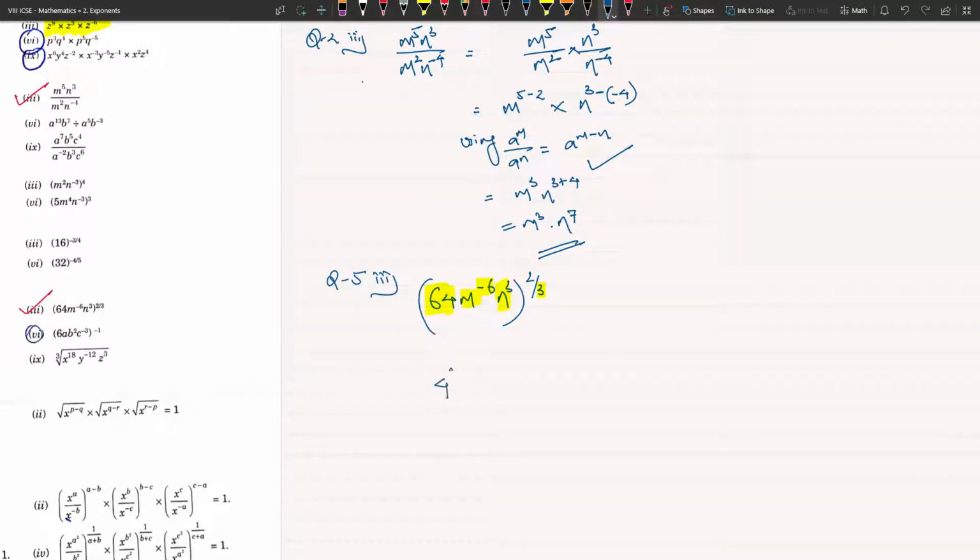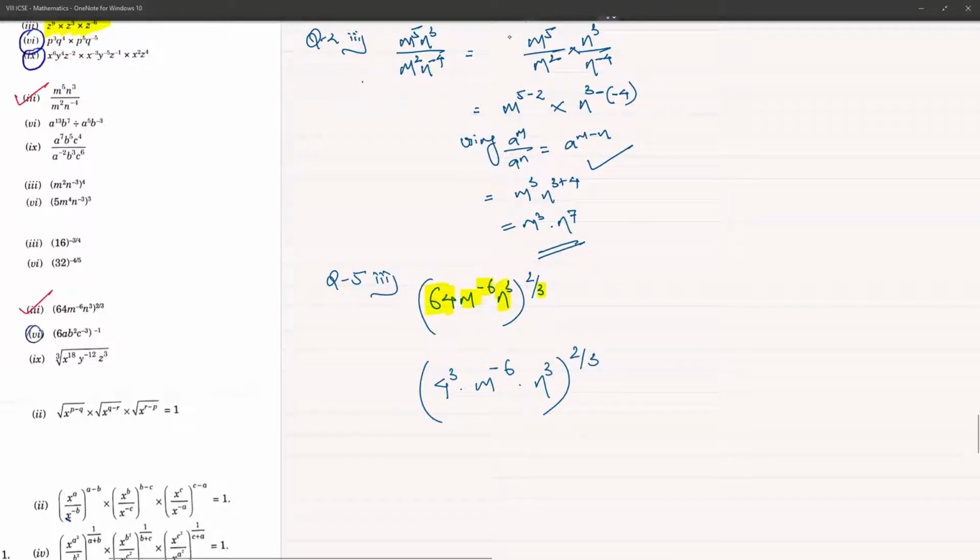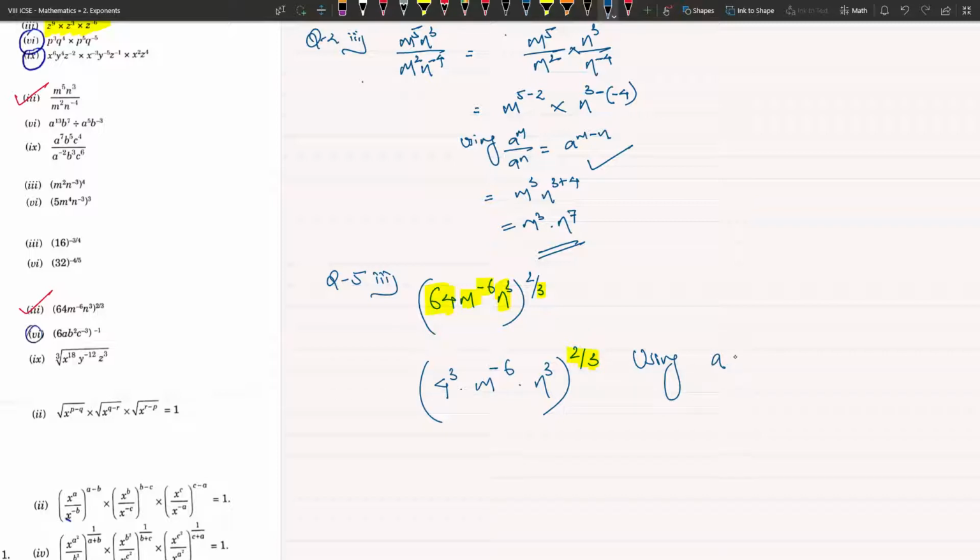64, I will write it as 4 raised to 3. 4 cube is 64. m raised to minus 6, I will write as it is. n raised to 3, I will write as it is. And the whole raised to 2 by 3. Now, this power 2 by 3 will get multiplied with the powers of each individual base. And I'm going to use the identity A into B, the whole raised to m is equal to A raised to m times B raised to m. So this will become 4 raised to 3 times 2 by 3, m raised to minus 6 times 2 by 3.